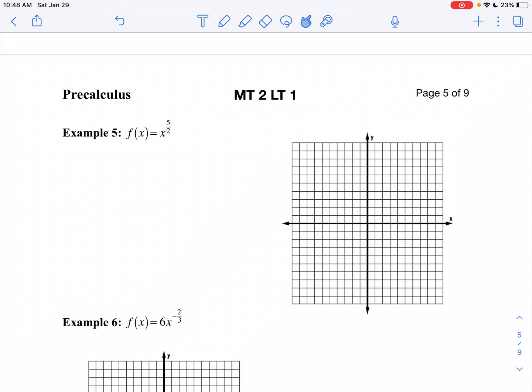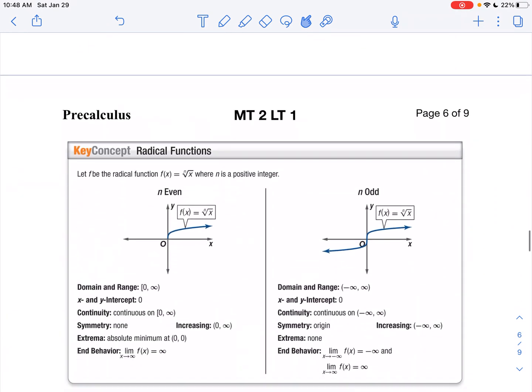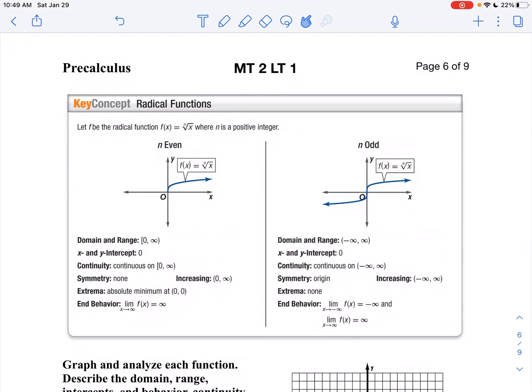In our next power function, we've got f of x equals x to the 5/2 power, which if I rewrite that, that's the square root of x to the 5th power. So square root functions, I actually got the chart on the wrong page. If you go to the next page of your seminar sheet on page 6, there is our square root function.